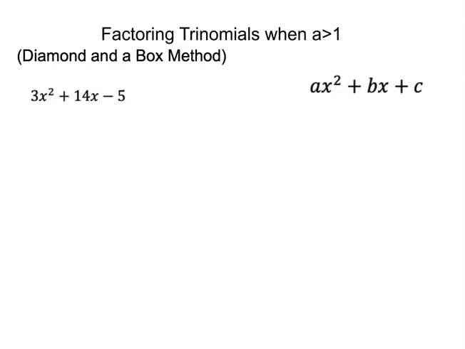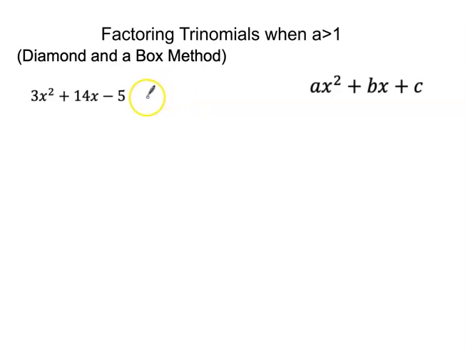Hi guys, in this video I'm gonna go over an example where we're gonna factor trinomials using the diamond and box method. So first thing we're gonna do is we wanna make sure that the trinomial we wanna factor is in standard form. So it is in standard form. We have 3x squared plus 14x minus 5.